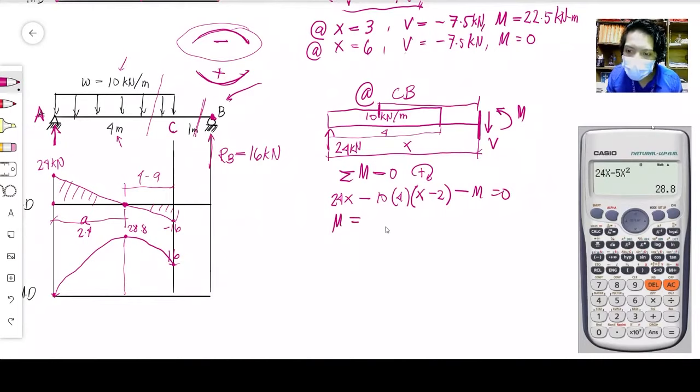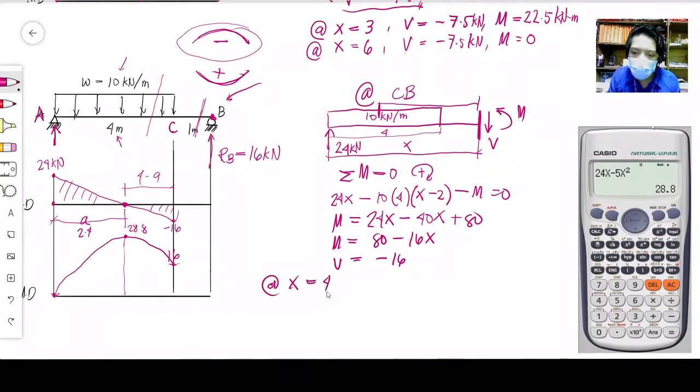So your moment is equal to 24x minus 40x plus 80. Simplifying further, 24x minus 40x is negative 16x, so this is 80 minus 16x. That's your moment, and your shear is negative 16. At x equal to 4, your shear is negative 16, and your moment, using the calculator, 80 minus 16x, when x is 4, is 16.